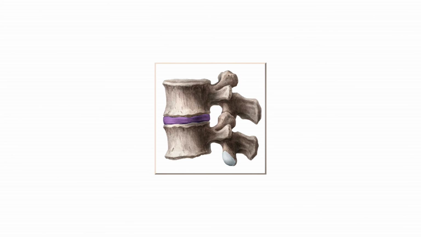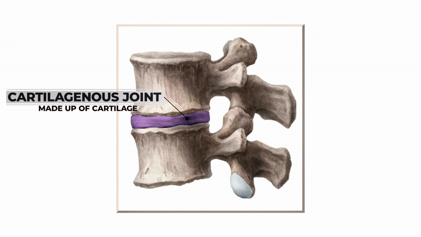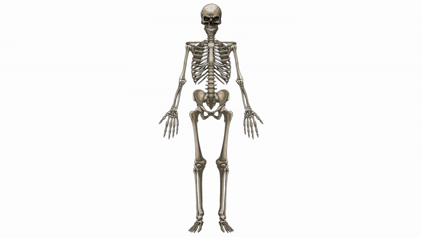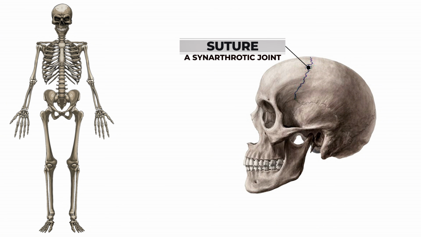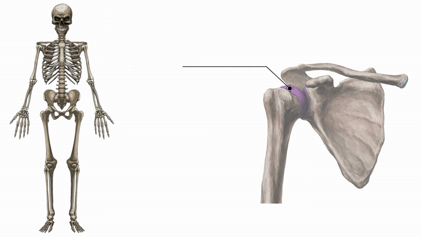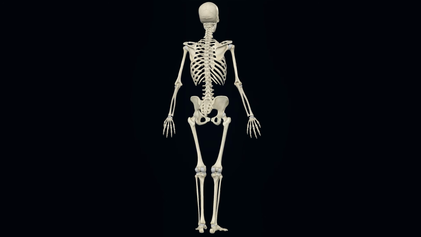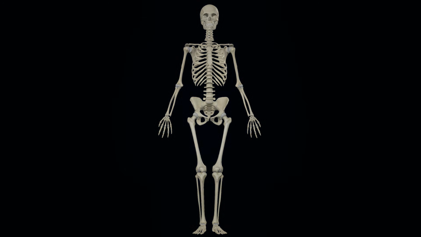This classification of joints is based on the type of tissue that forms the joint. In addition to this, joints are also classified on the basis of the movement of the joint. This classification also has 3 types: synarthrotic joints, amphiarthrotic joints, and diarthrotic joints. So let's first understand the classification based on type of tissue.